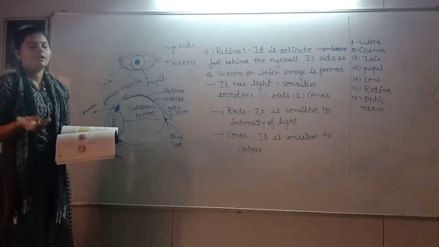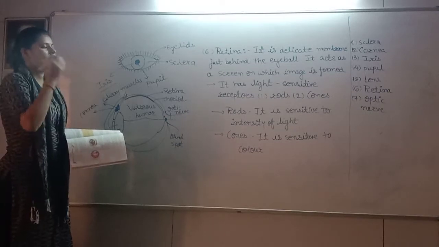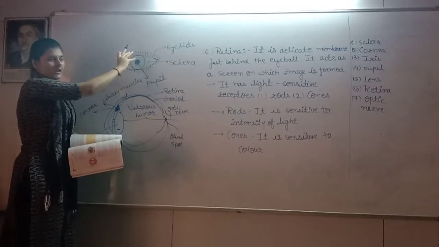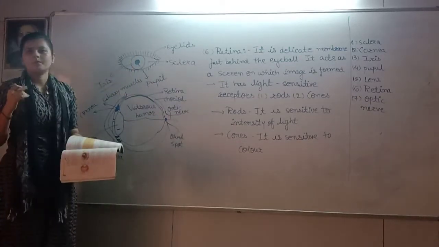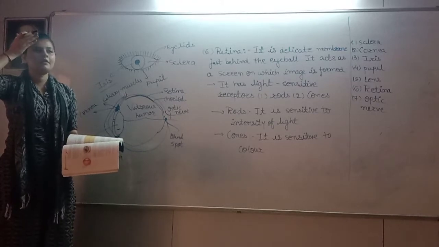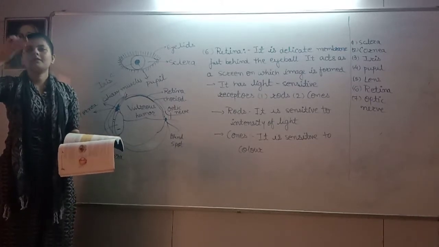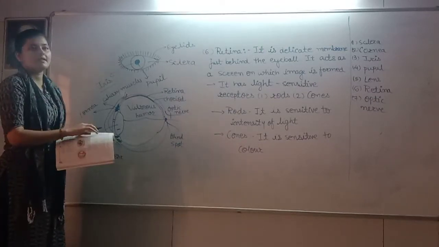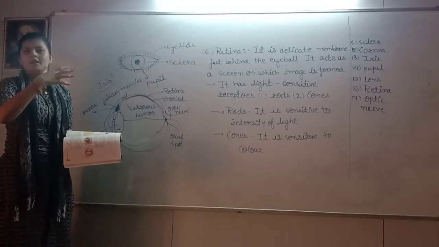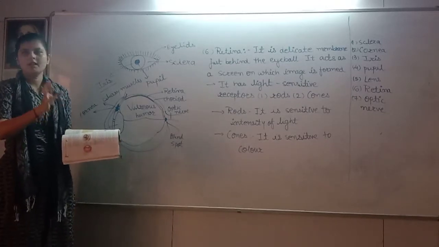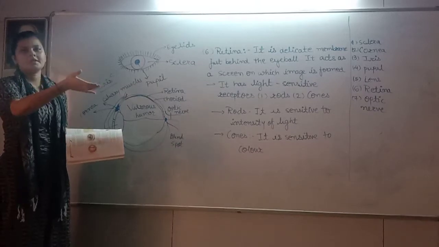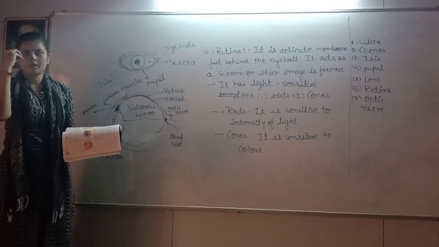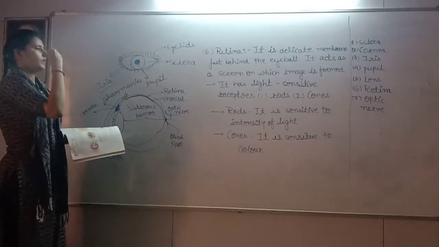So what is the retina? It is a delicate membrane just behind the eyeball. You can see here, this is the eyeball, iris and pupil, right? So it is behind the eyeball. Its membrane means it's kind of a curtain which is behind the eyeball. It acts as a screen on which the image is formed. Whatever you are seeing on TV and movies, the programs come on the screen and you see them. So the retina acts as a screen where the image is formed, right?